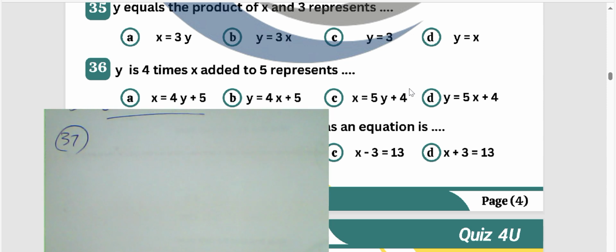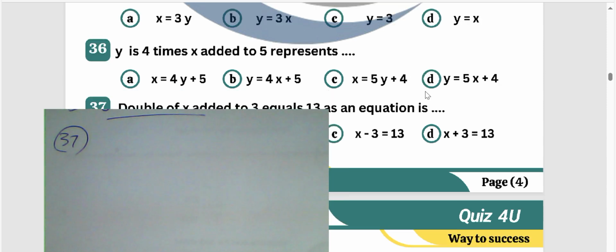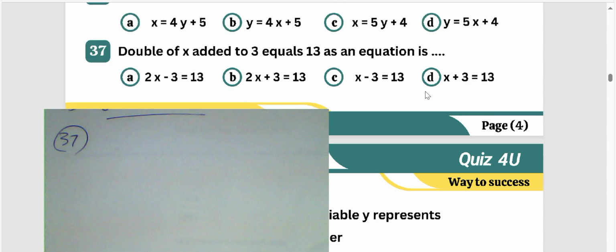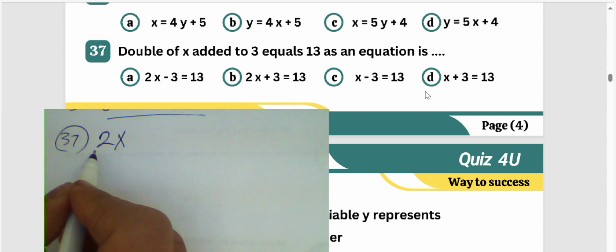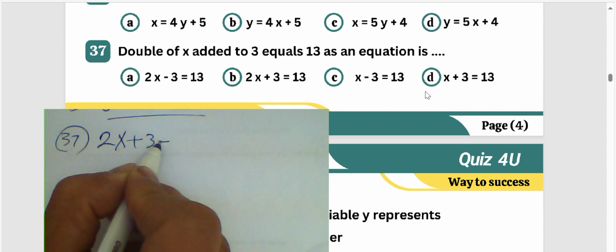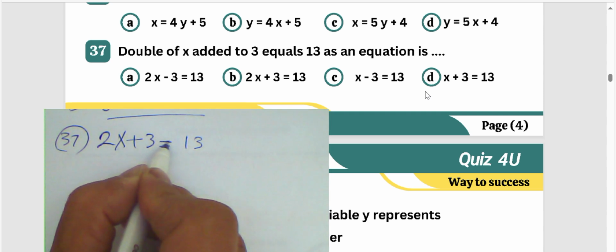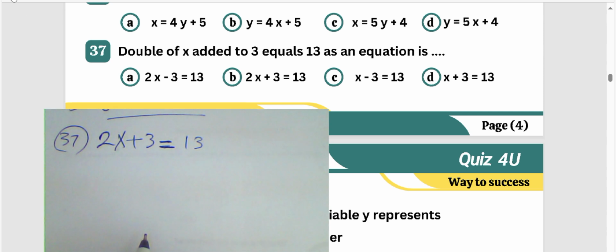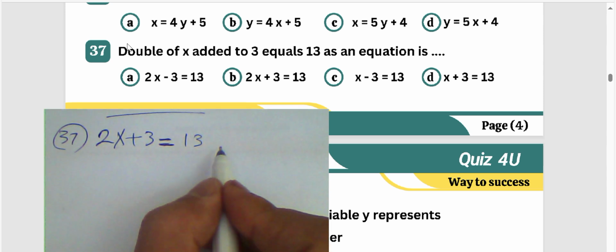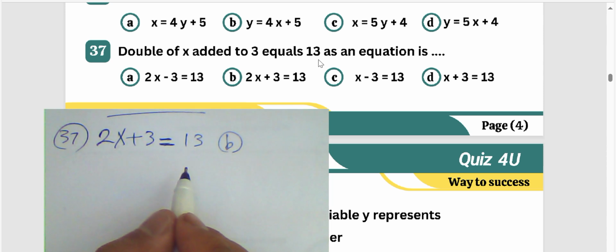Question 37. Double x means 2 product by x, added to 3 and then equals 13. The result will be 2x plus 3 equals 13. Okay, choose letter B about this question. Next example.